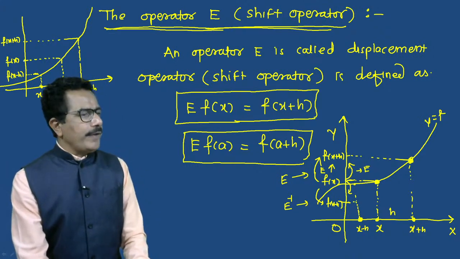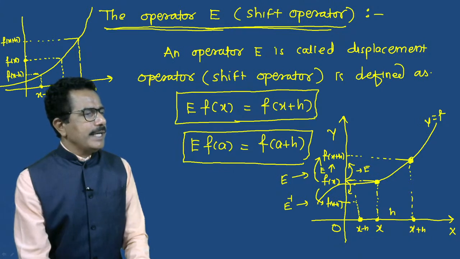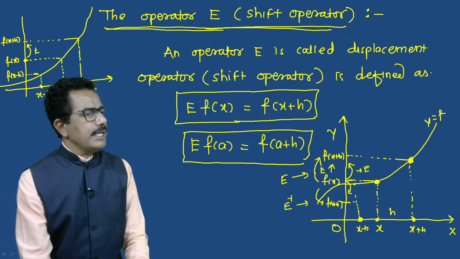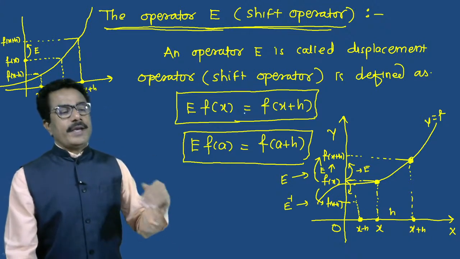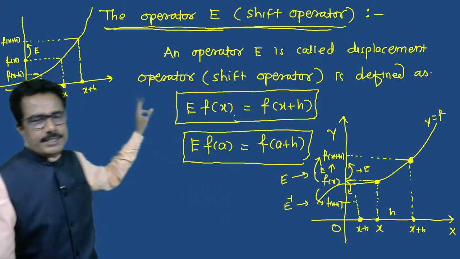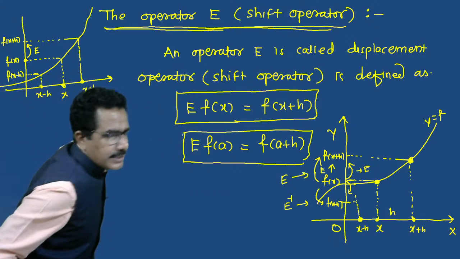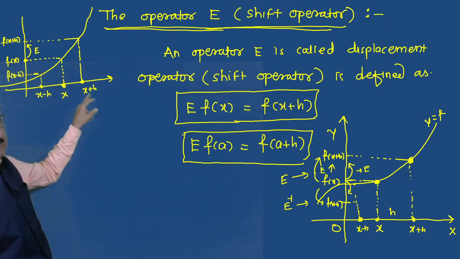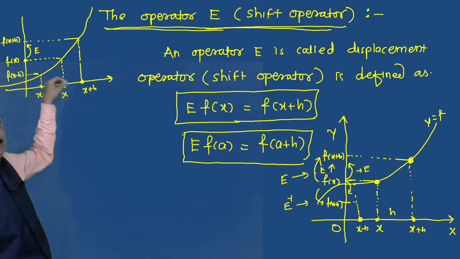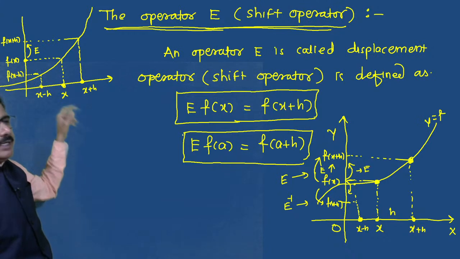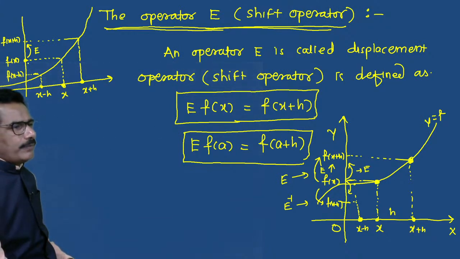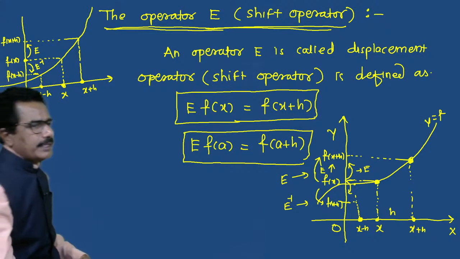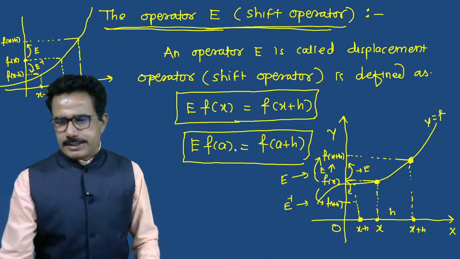If we shift f of x forward, then it is called a forward shift operator. See this, that is E. E of f of x is equal to f of x plus h. See this in this diagram. We consider f of x plus h and f of x minus h, the corresponding values. Then it shifts forward, and it is a forward shift operator. If f of x shifts backward, then it is a backward shift operator, E raised to minus 1. We have to define this.